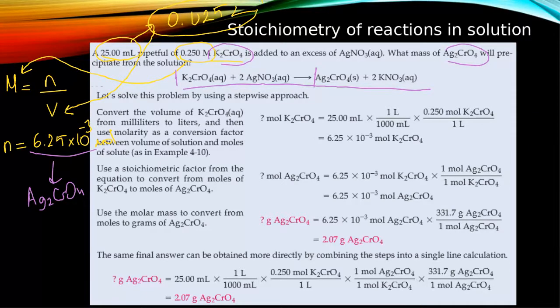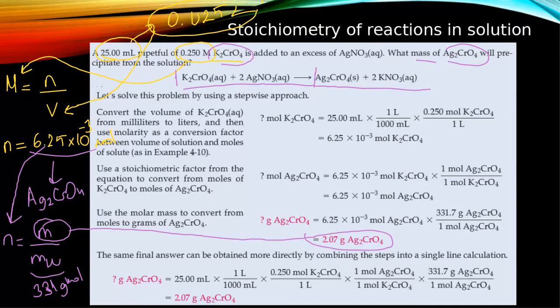Then they ask us for the mass, so you have to convert using the n formula: n equals m divided by molecular weight. The molecular weight of silver chromate will be 331 gram per mole, and you write that here and find the mass like that. That's it. This is the first way of solving that problem, this is the second way, and the third one is my way. The first and third ways are the same, and you can do these problems easily.